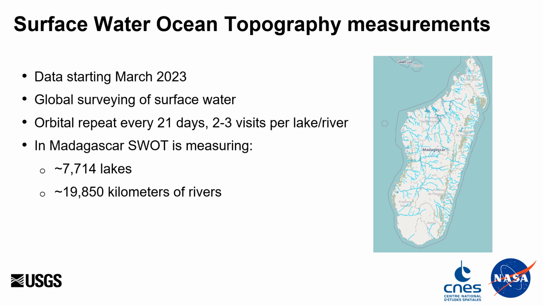SWOT is a global mission with data availability beginning in March of 2023. The orbital repeat for the SWOT satellite is every 21 days. However, most lakes and rivers have on average 2 to 3 visits within this 21-day cycle. In Madagascar specifically, SWOT is measuring 7,714 lakes on average and around 20,000 kilometers of rivers, which is greatly increasing the number of water bodies we're able to monitor.